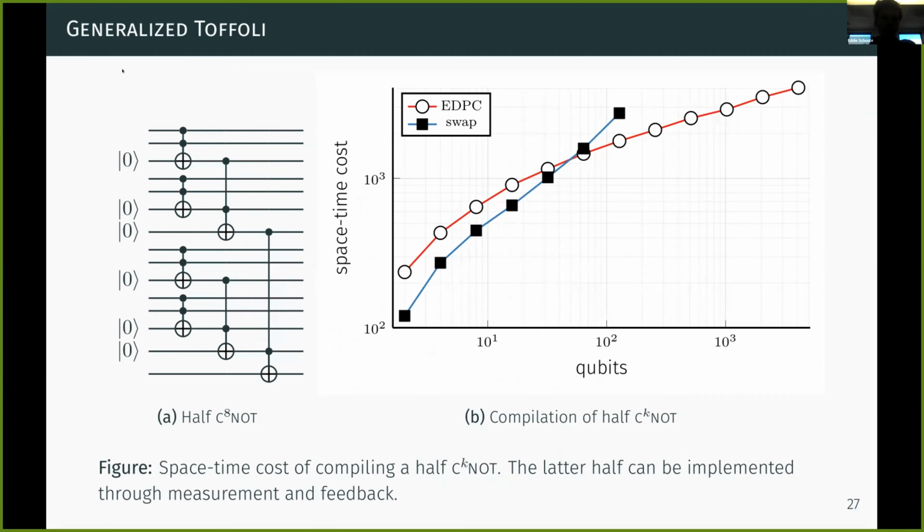Okay. So another benchmark that we looked at was a generalized Toffoli operation, which is the multi-controlled CNOT gate, which we denote by C to the K NOT.